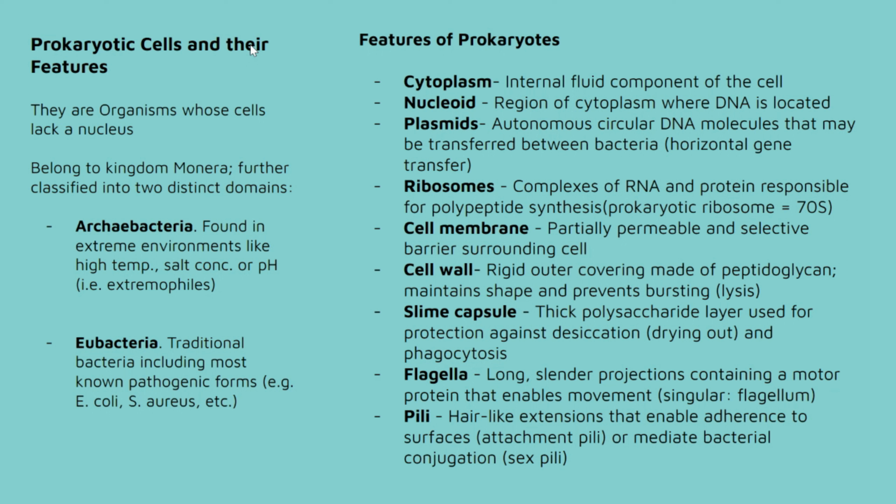You have cytoplasm because obviously it's a cell, you need that cytoplasm. You have a nucleoid. This is interesting because the nucleoid is a region of the cytoplasm where the DNA is located. So you will have DNA in that particular section, but you don't have a nucleus that encompasses the entire DNA and keeps it in, as we know formally. So they have a nucleoid instead of a nucleus. We have plasmids, ribosomes, cell membrane, cell wall, slime capsule, flagella, which allow movement, and pili, which may allow adherence to certain surfaces, mediate bacterial conjugation, and other features as well.